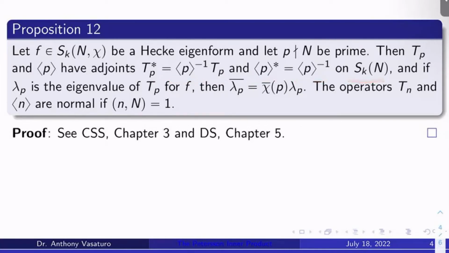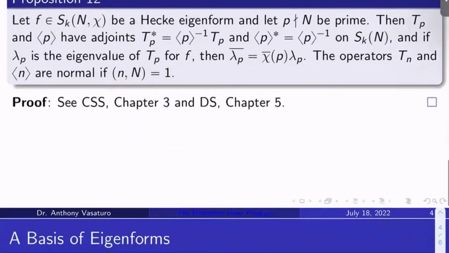And if lambda sub P is the eigenvalue of T sub P for F, then I can give you a relationship between lambda P and lambda P bar. Lambda P bar is just chi bar of P times lambda P. And then most importantly, the operators T sub n and diamond of n are normal operators with respect to the Petersson inner product if the GCD of little n and big N is 1. So for proofs of all this, see CSS chapter 3 and Diamond and Shurman chapter 5.